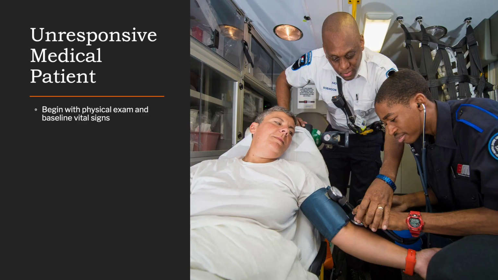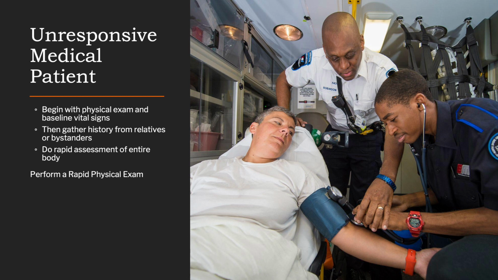So in your unresponsive medical patient, we're going to begin with a physical exam and a baseline set of vitals, and then try to get history. If you've got enough people, try to get somebody to gather history while you're doing your assessment. And we are going to do a head-to-toe assessment on these patients. They're unable to tell us what's going on. So we have to do a head-to-toe. We have to know that we know what's going on with the patient.